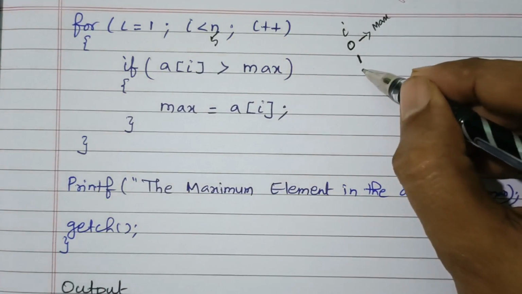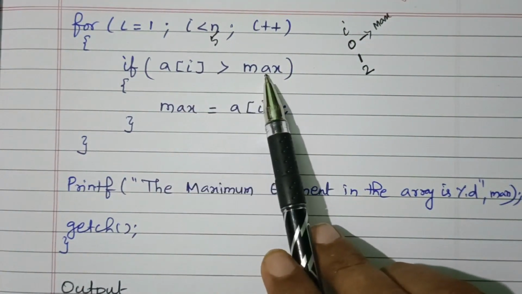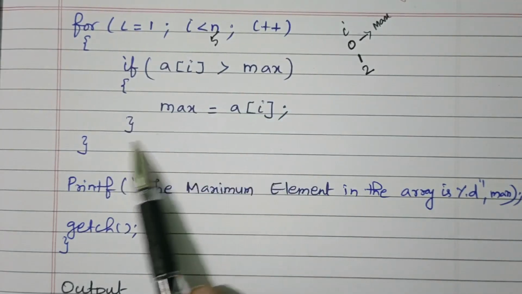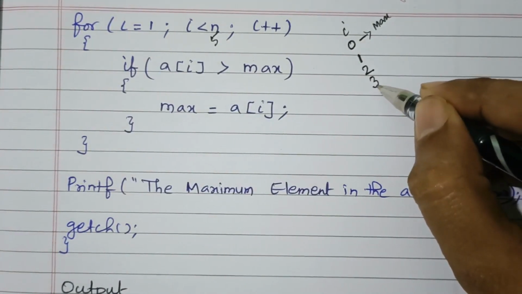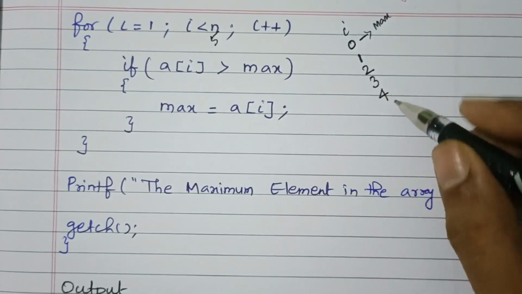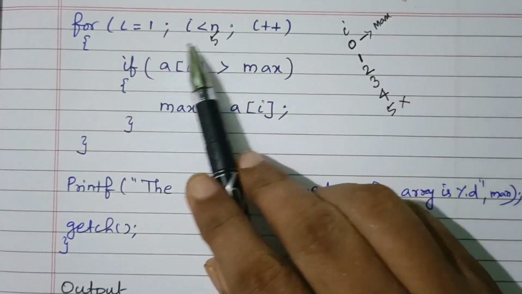So it will go similarly to the next, 2. a of 2 means the third number, and max will be verified. If it is true, the third number will be stored, otherwise it will go to the next loop. Then let's go to 3. 3 means the fourth number is verified. Then 4 means the fifth number. If i equals 5, it is terminated because i is less than 5.